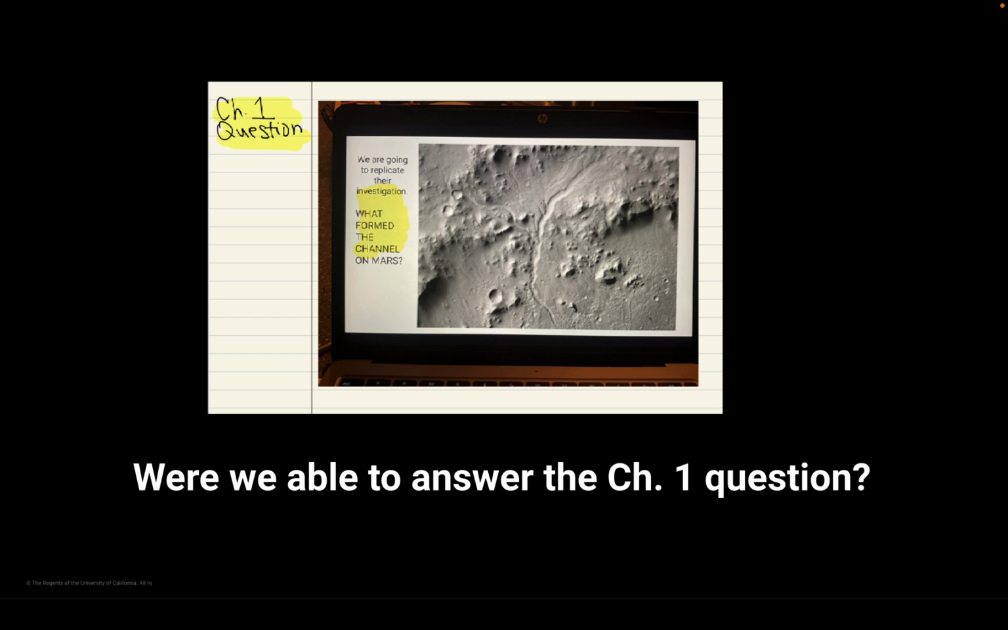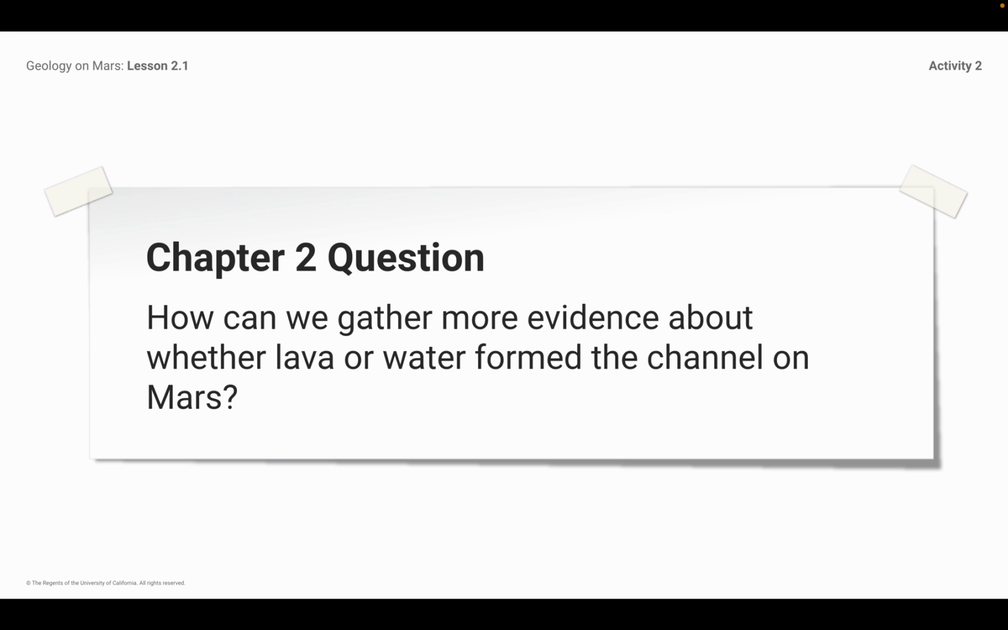So remembering what we did yesterday, we had a chapter 1 question: what formed the channel on Mars? And we compared the surface of Mars to the surface of Earth. And were we able to answer the question from chapter 1? The answer is no, we weren't. Because you can use the same words to describe landforms on the surface of both Mars and Earth, we need more evidence. So this is our chapter 2 question. How can we gather more evidence about whether lava or water formed the channel on Mars?